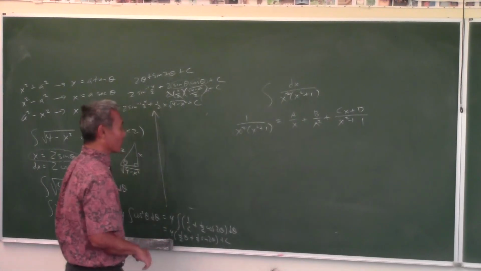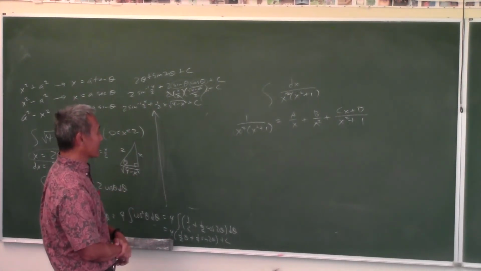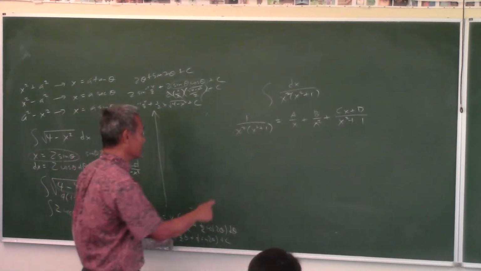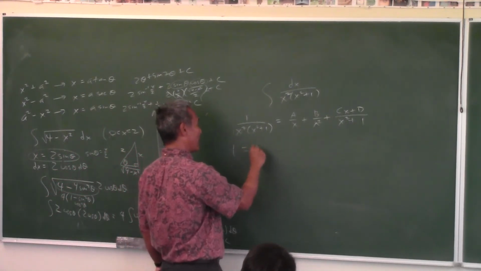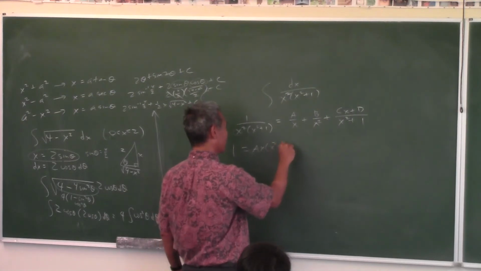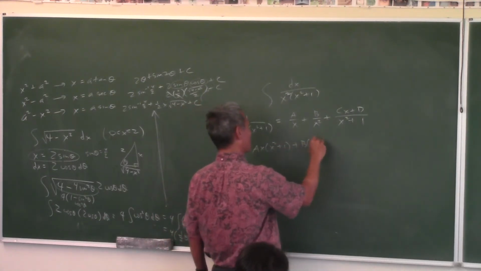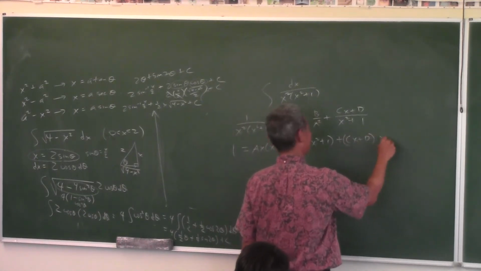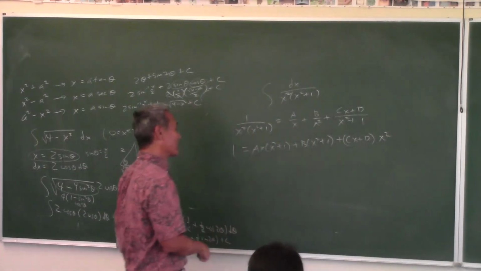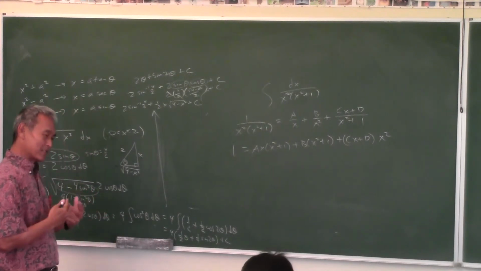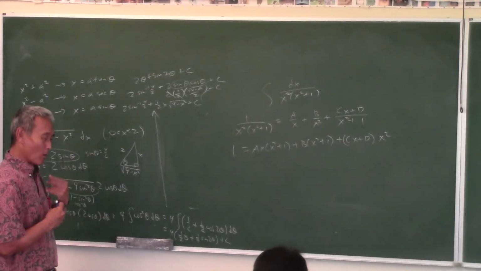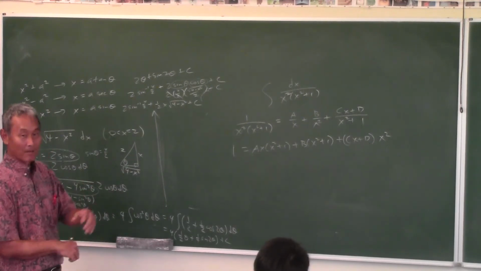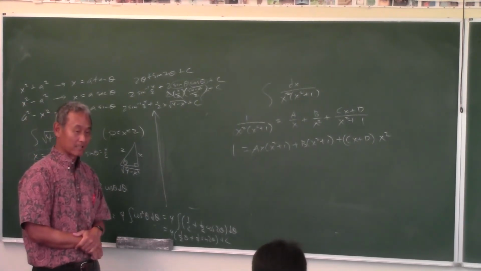Okay, now what? Come on, we're seeing the light at the end of the tunnel now. Multiply both sides by the LCD, so you're going to get 1 equals Ax times x squared plus 1, plus B times x squared plus 1, plus Cx plus D times x squared. Now you have to decide, do I want to use the Heaviside method, equating the coefficients, or a hybrid of the two? You guys remember that hybrid? Art? Eyes glazing over already?